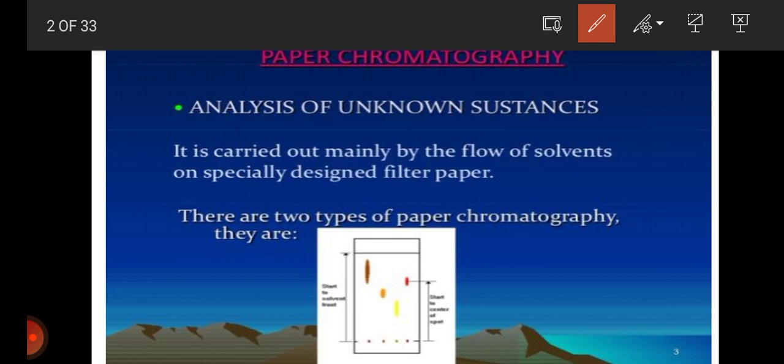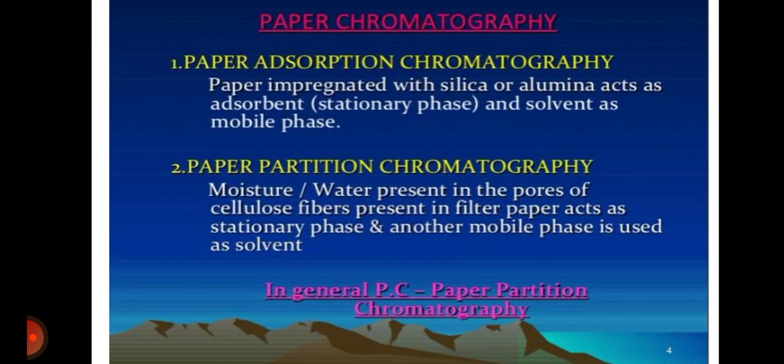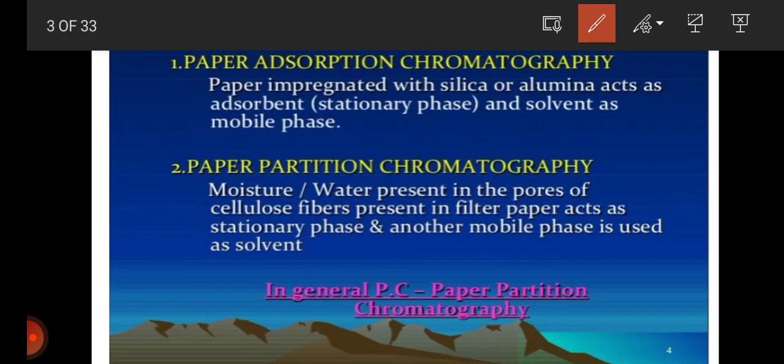Then how many types of paper chromatography are there? Mainly two types. One is called paper adsorption chromatography, and the second is called paper partition chromatography. Now what do you mean by paper adsorption chromatography?